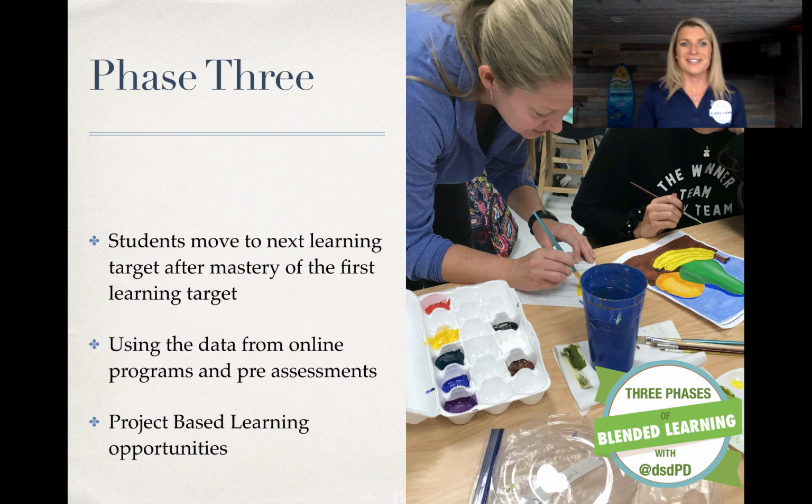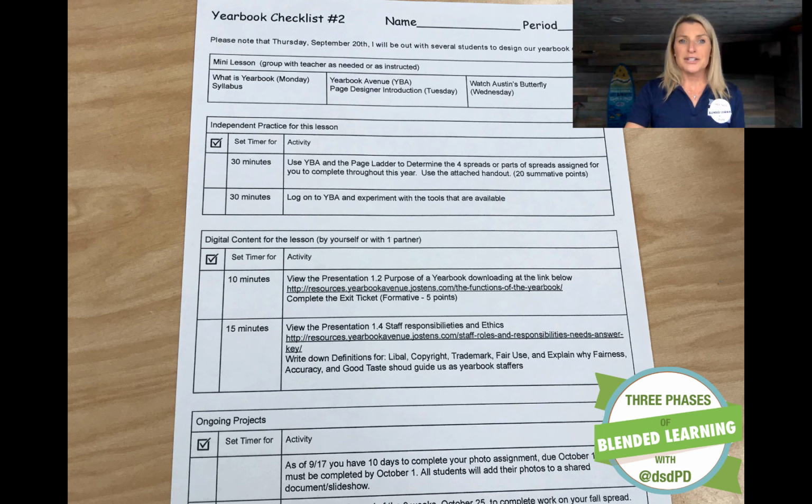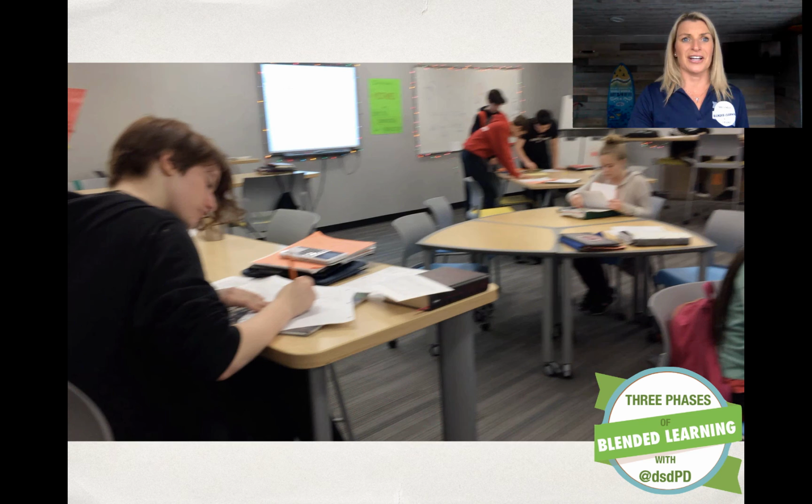Now let's go to phase 3. In phase 3, they move to the next activity after mastery. So that means they're not going to be able to go on until they complete something. They're going to use data from pre-assessments to determine what they're ready to work on. And we're going to also add in a lot of project-based learning. So phase 2 checklist looks a lot like phase 3 checklist, except now the students are using input and it's going to become a personalized checklist.